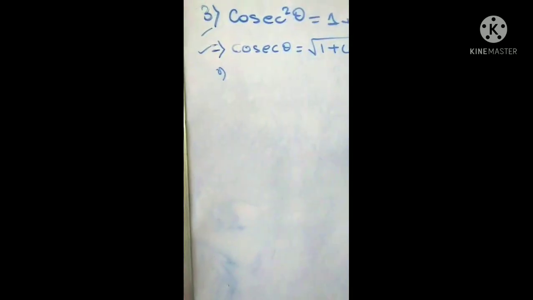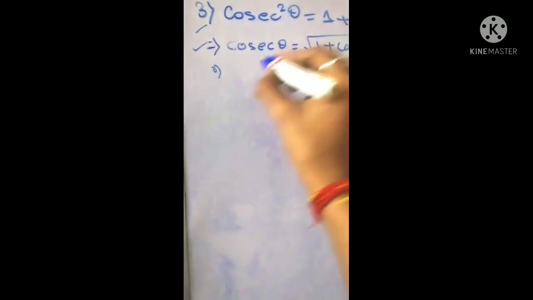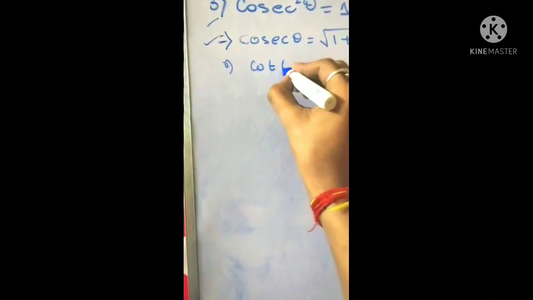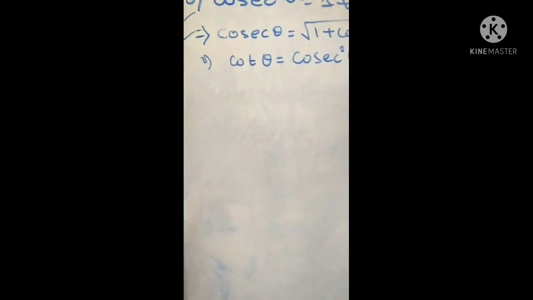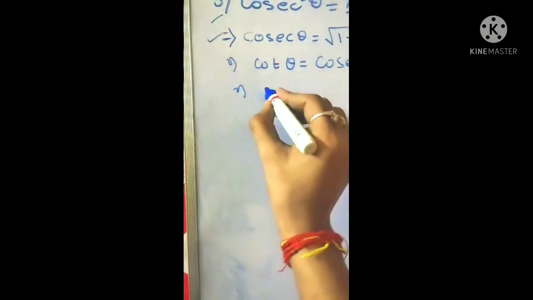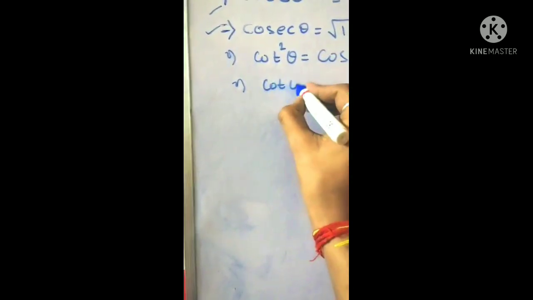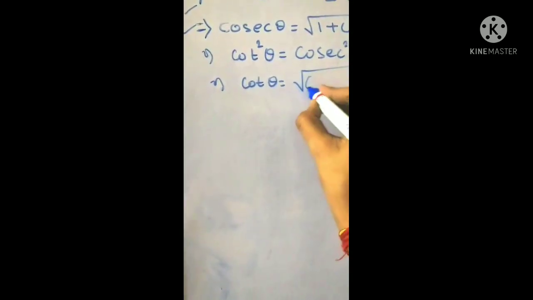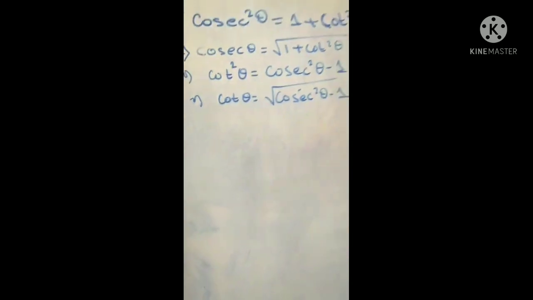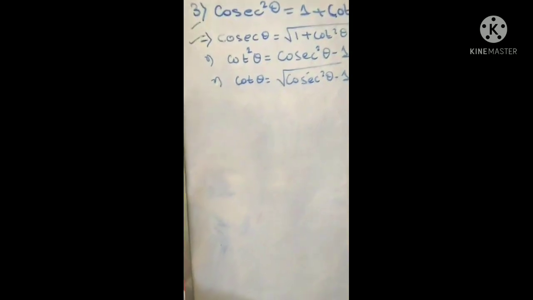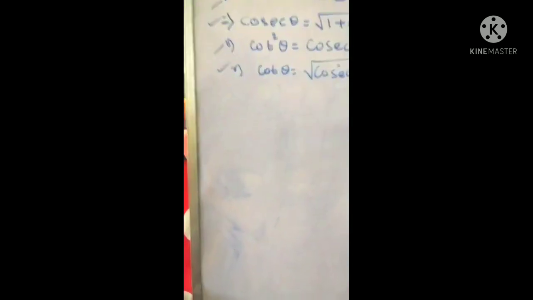Now let us see observations for cot square theta or cot theta. Cot square theta will be equal to cosec square theta minus 1, and cot theta will be equal to root over cosec square theta minus 1. So these are the observations from cosec and cot.